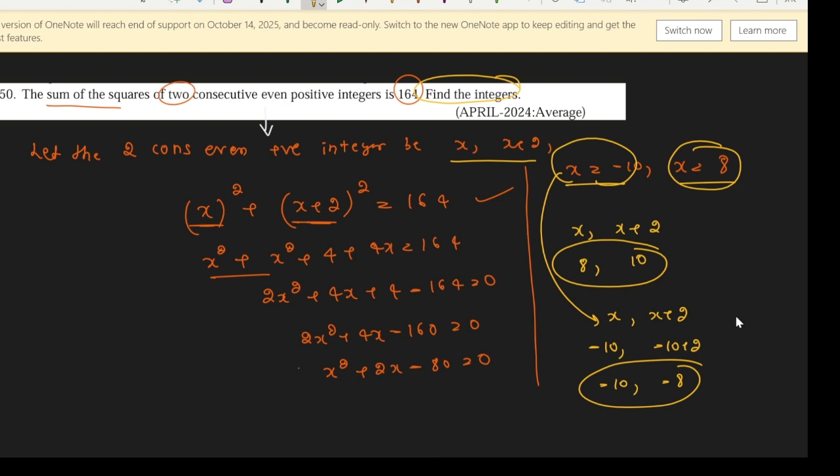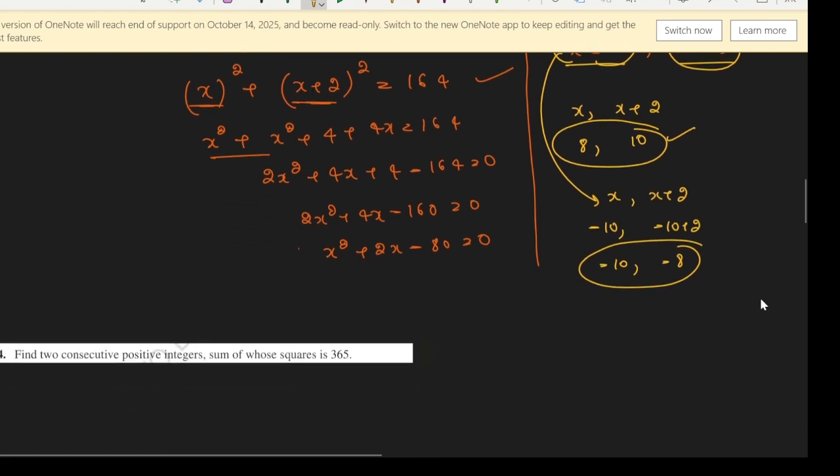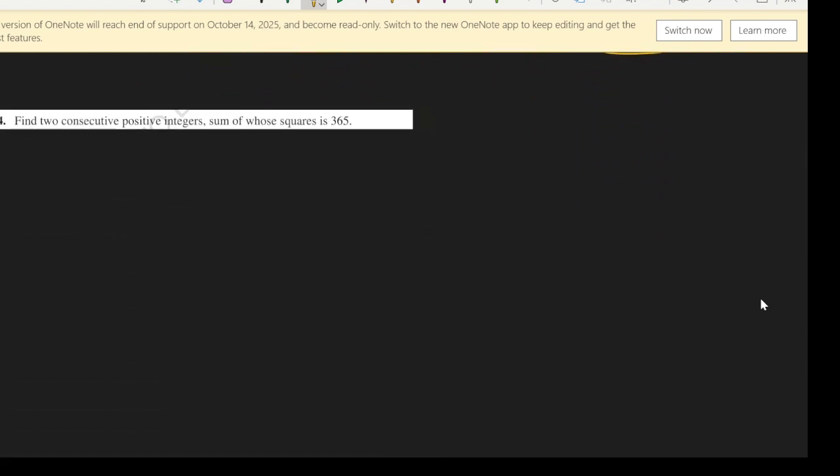In case they ask find the positive integers, then keep this as the answer. So most of the time it is better to go with the positive answer. No need to get confused about that. So again, there is a similar problem. Find the two consecutive positive integers, sum of whose squares is 365.